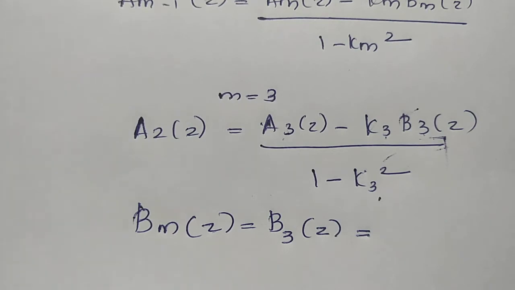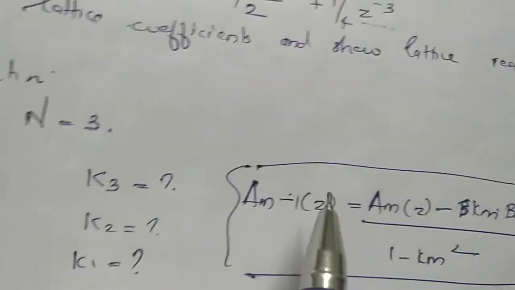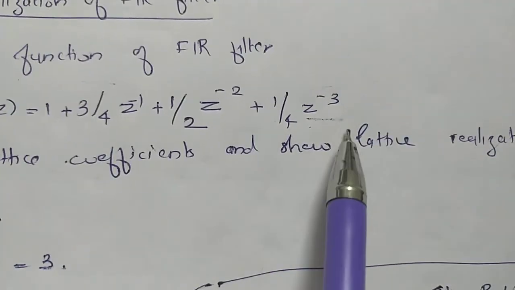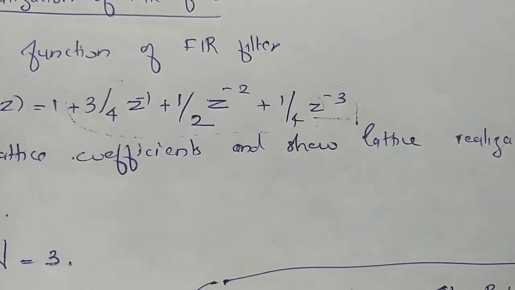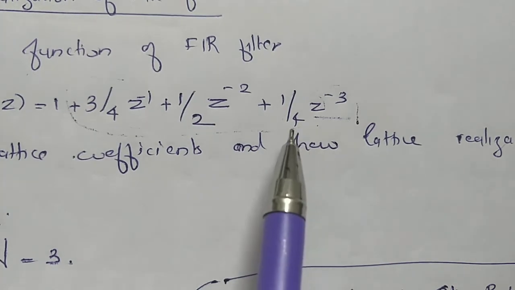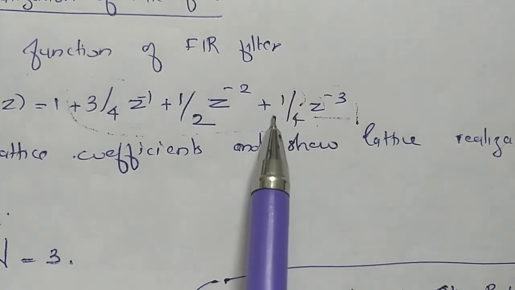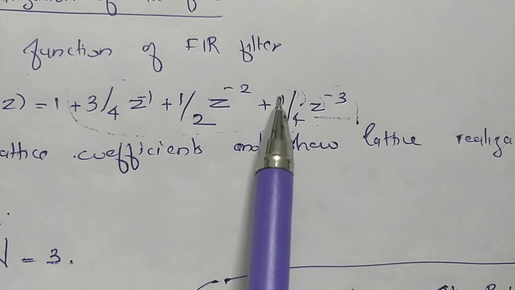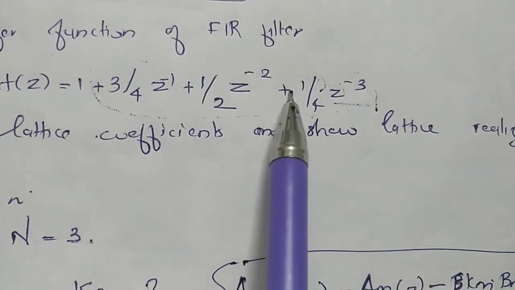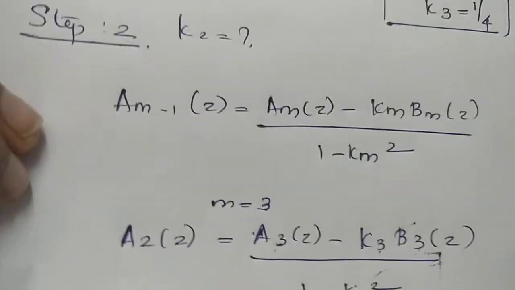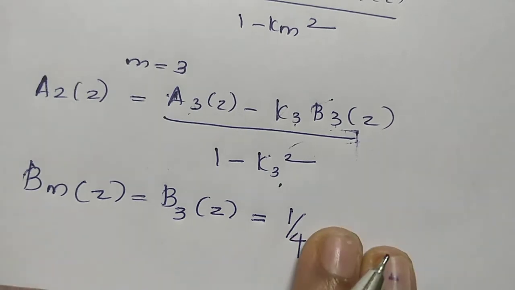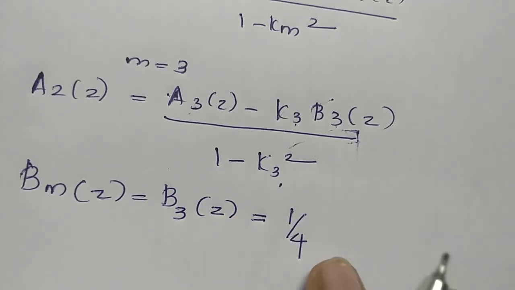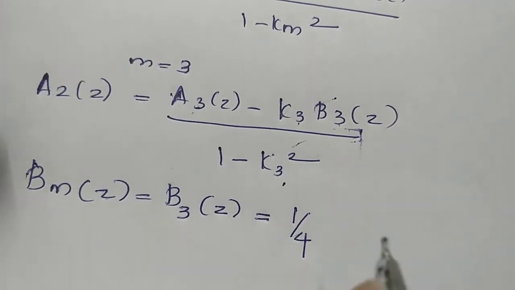This is our given question. Write this question in the reverse order. Reverse order means first we take the coefficient of z^-3, that is 1/4, which has a positive sign. So first I am writing B3(z) = 1/4, but with no z term. The first term has no z term.